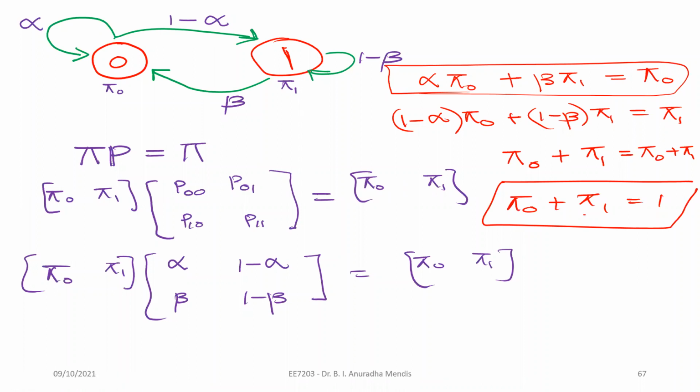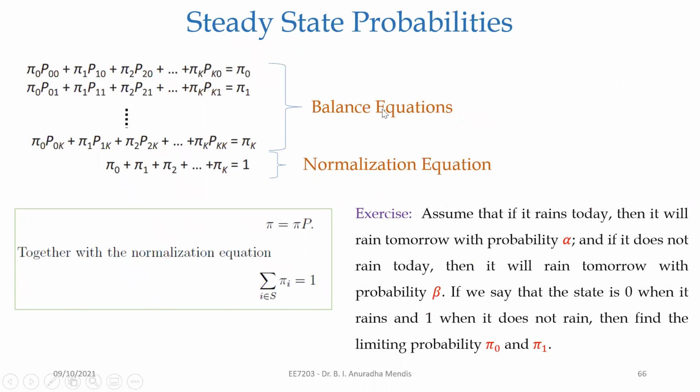Okay, did you get the point? The point is you need the balance equations. Balance equations means this one, and the normalization equation: all the probabilities sum to 1.